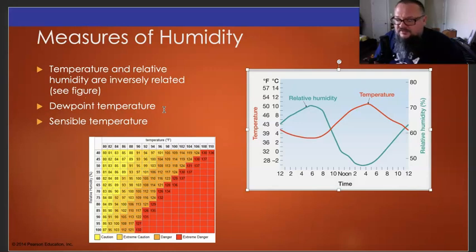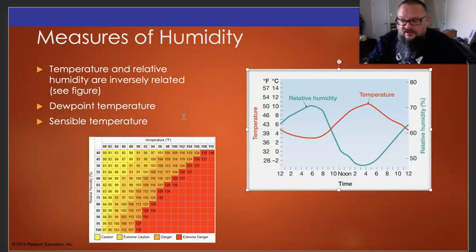The dew point temperature is the temperature at which air is fully saturated. And when air is fully saturated, that means it's holding all the water vapor it can hold. Now, what happens if that saturated air drops one degree? Let's think about this. Let's say the temperature outside is 65 degrees. The relative humidity is 100%. If it's 65 and the relative humidity is at 100%, let's say the temperature drops to 60 degrees.